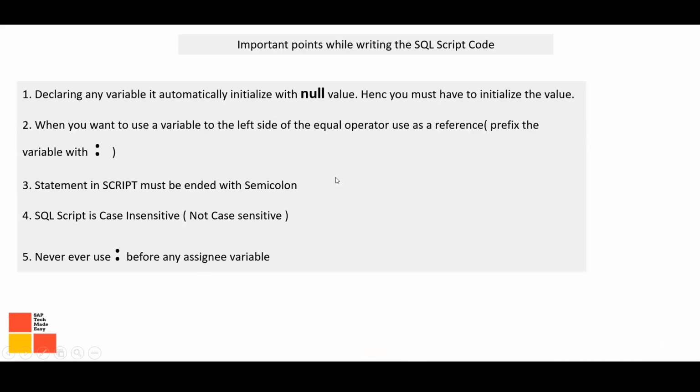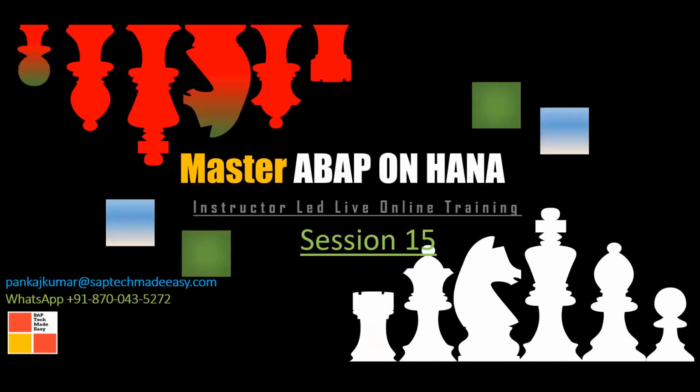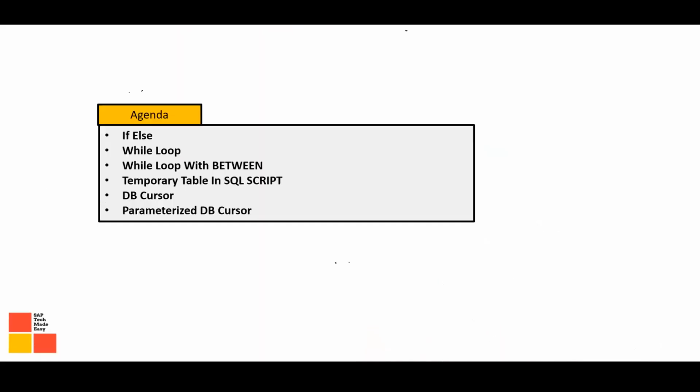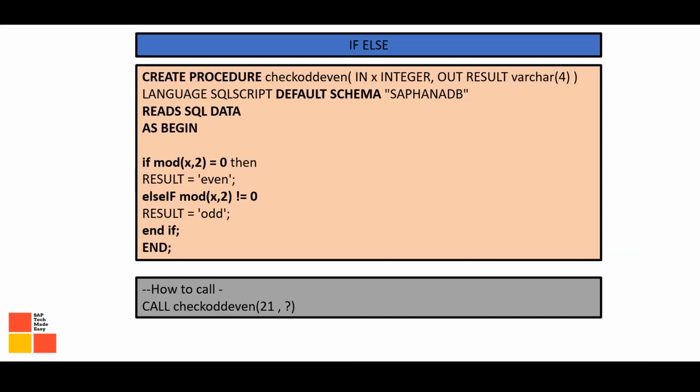So now this is the rule of writing the SQL script code, right? This is the syntax of how you can create the stored procedure using SQL script. Here you can see the control statements, like if else, while loop, temporary table, DB cursor, and parameterized DB cursor, all of which have been used. Here, how to deal with the temporary table, that means the internal table, and how to create the internal table in SQL script, because any business scenario cannot be achieved without an internal table, right? So we have to know that.